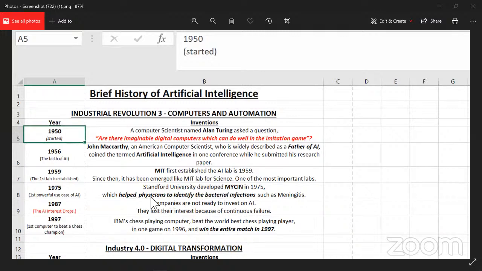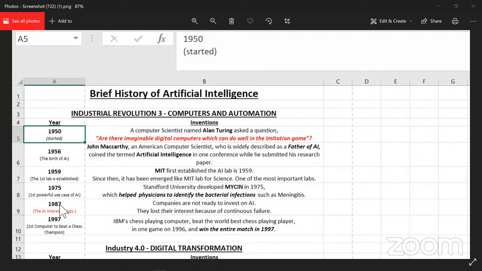What had happened? Stanford University developed this MYCIN in 1975, which helped physicians identify bacterial infections. Now a machine is identifying bacterial infections within a human. How is it possible? A human can do that, but now it has been made artificially. So now a machine is looking into the human's problem. This is the power of artificial intelligence.